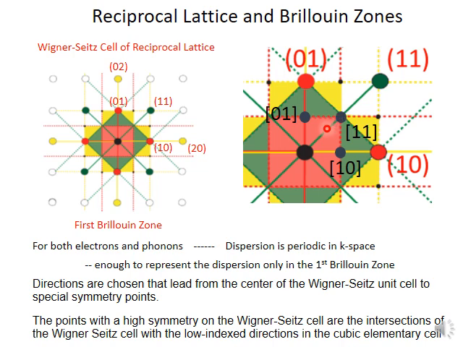All of these wavelengths, or all these wave vectors, represent electronic or phonon waves propagating in the 1 1 direction, and similarly would be the case along the 0 1 and 1 0 directions as well. So you have your reciprocal lattice, and you have defined so-called critical points in your first Brillouin zone.